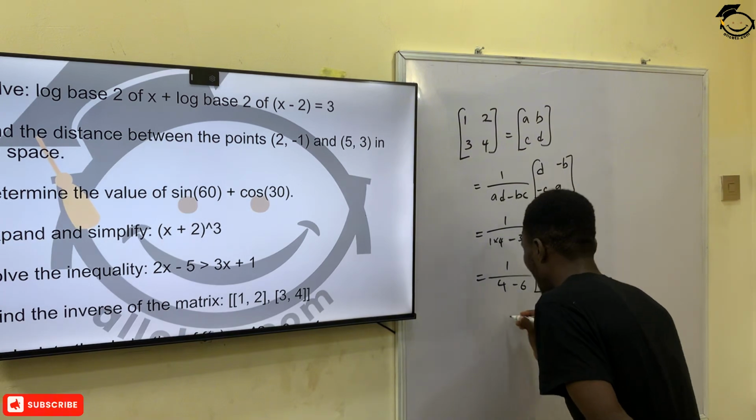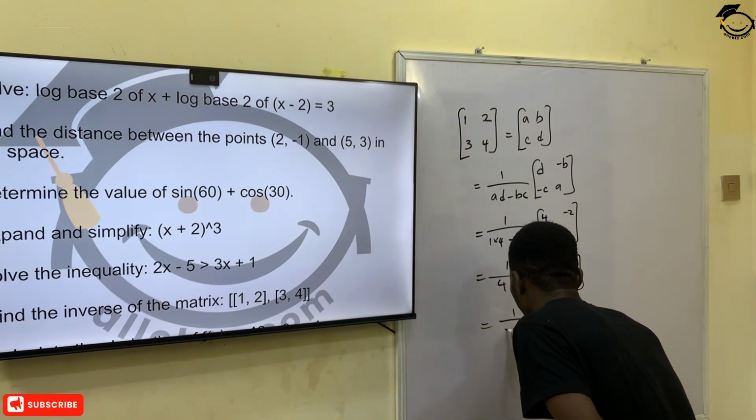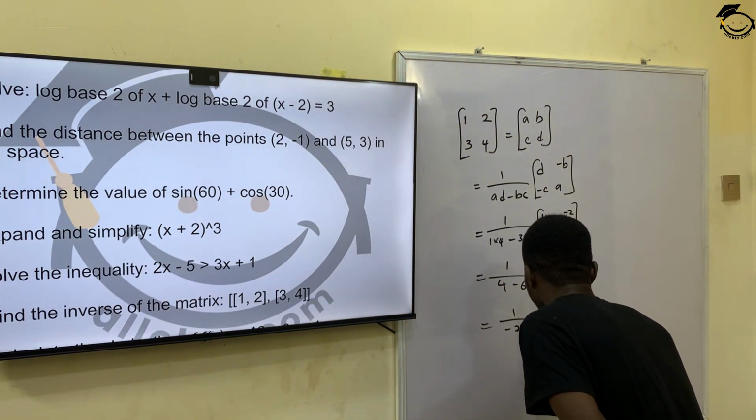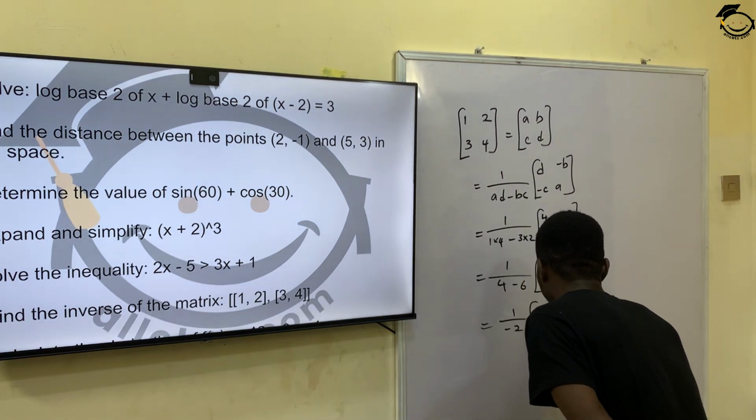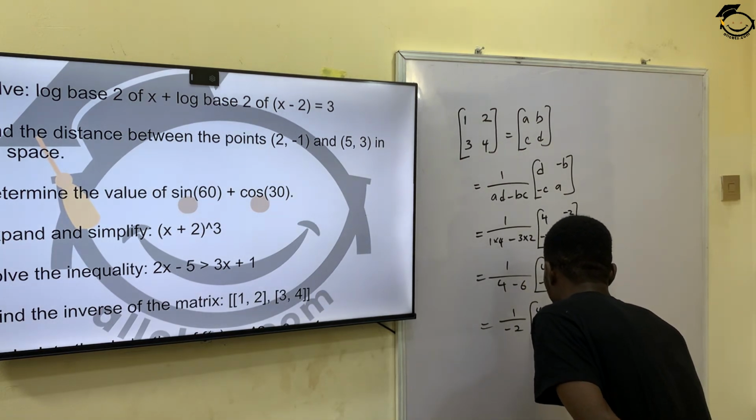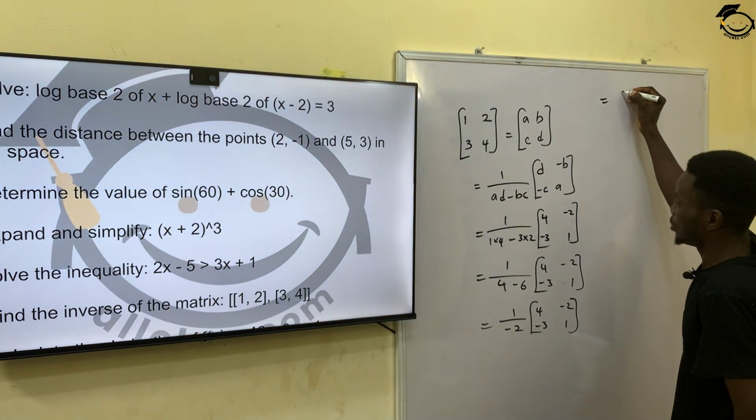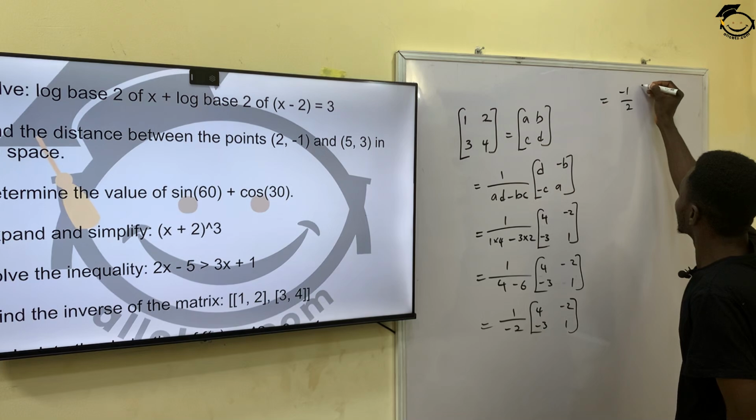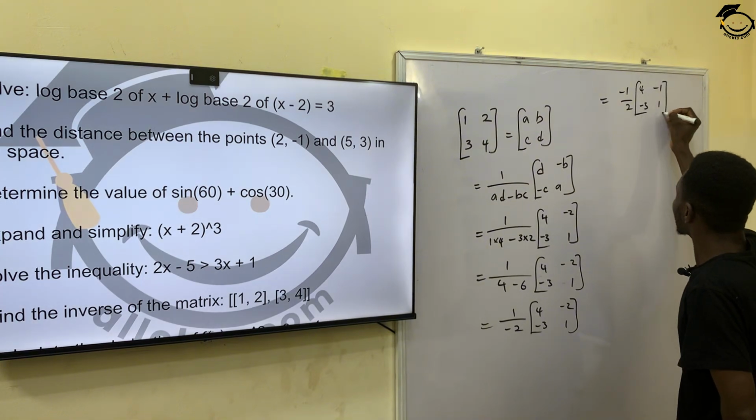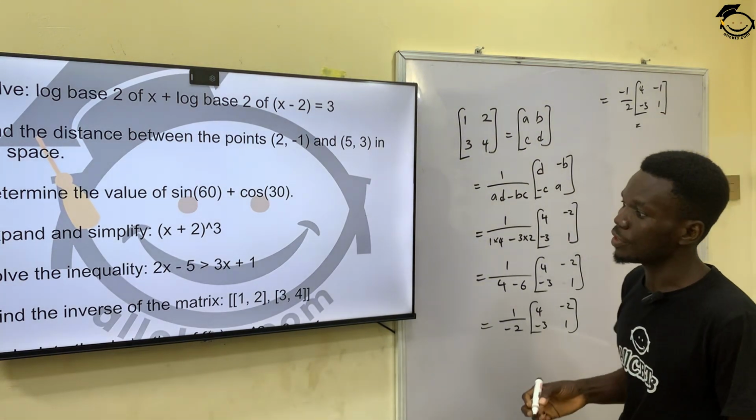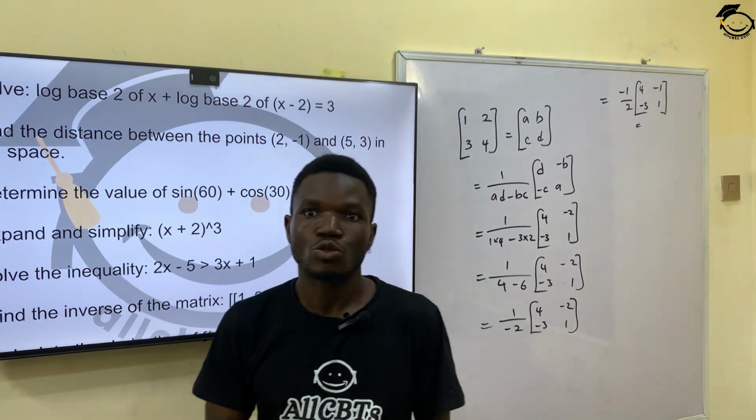So this means that I have 1 over minus 2, which will give me 4 minus 2 minus 3, 1, which is the same as saying that my final answer is going to give me minus 1 over 2. Then I have 4 minus 1 minus 3, 1. So this is the final answer for the inverse of this 2 by 2 matrix.